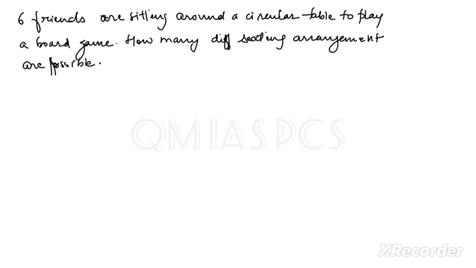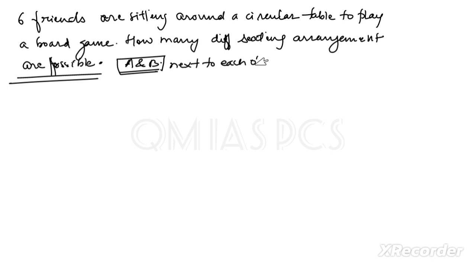So let's do a practice question. Six friends are sitting around a circular table to play a board game. How many different seating arrangements are possible? This is your first question. And the second question is, if out of six friends, two friends, let's say A and B, say they will sit together, next to each other, in this case what will be the total arrangements? So first solve this one.